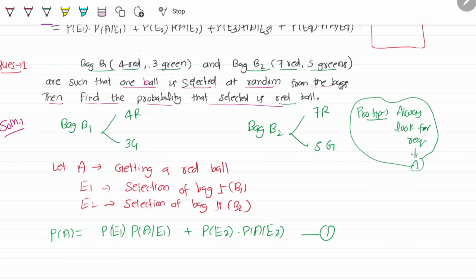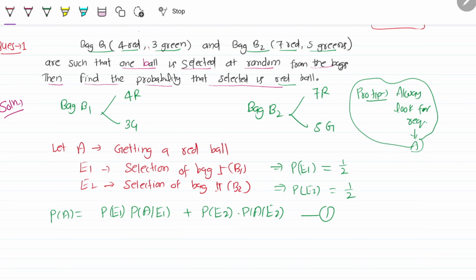I told you, through questions you will get more clarity. I hope you are getting it. Now the next thing, what should be P(E1)? P(E1) means selection of bag 1. You have only two bags, and you want to select one. So it means 1 by 2. Similarly, what is the probability of selecting bag 2? Again 1 by 2. Okay.